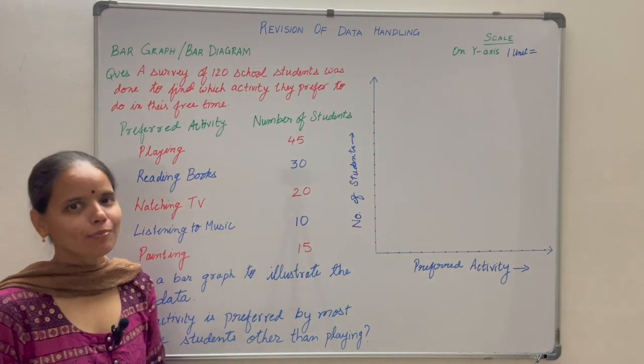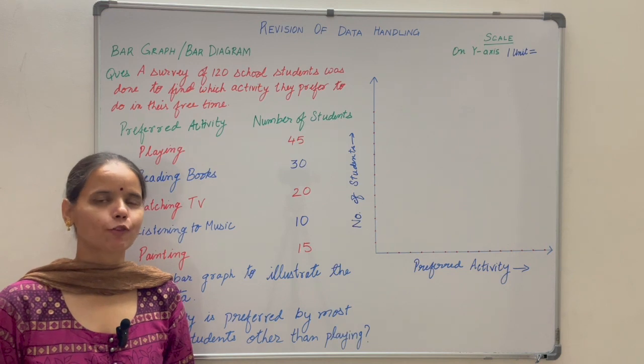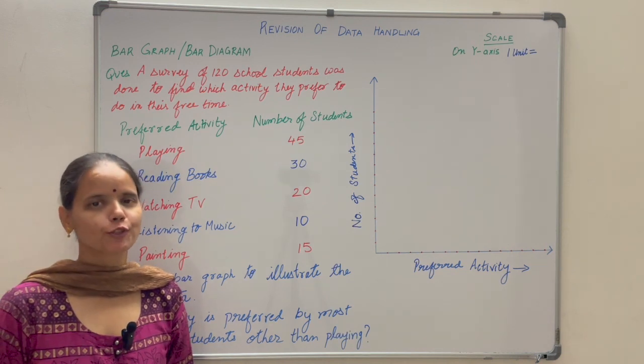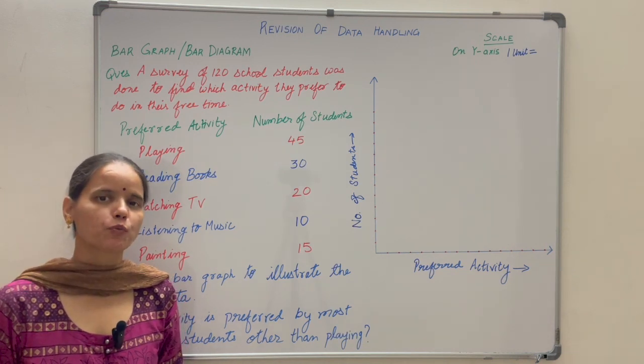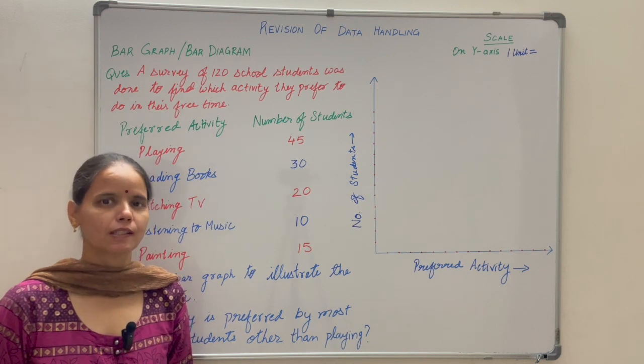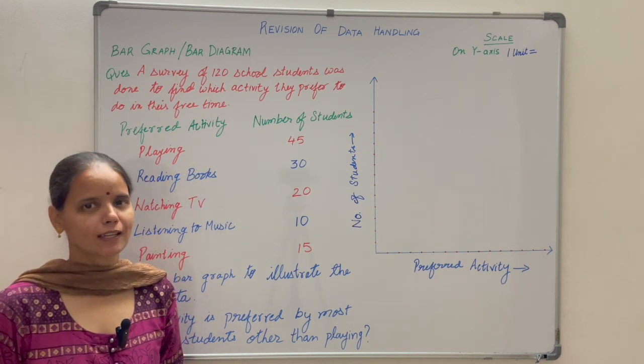Bar graph or bar diagram. It displays the information in the form of bars of uniform width. Bars can be drawn vertically or horizontally. The length of the bar gives you the information.